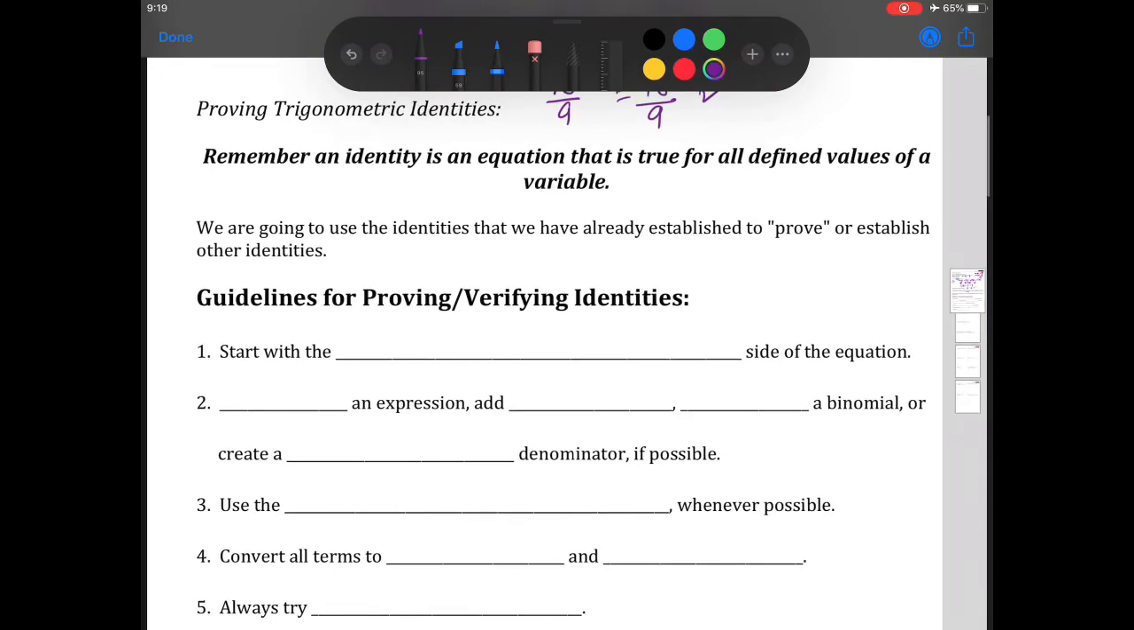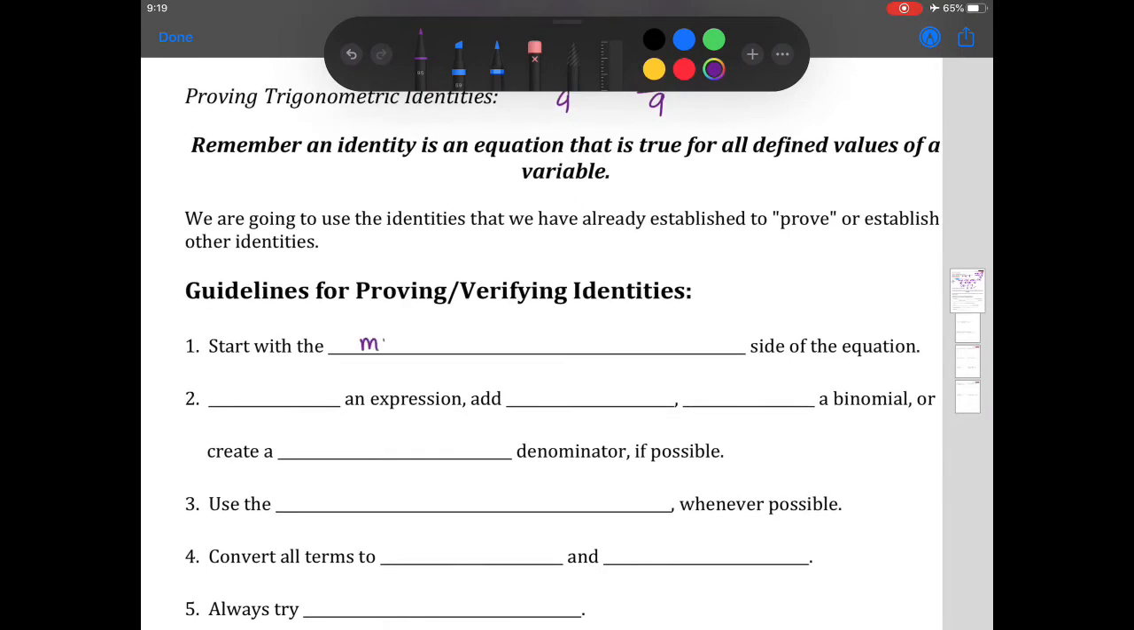Okay, so let's get started with proving trig identities. See if you can do the fill in the blanks, or I'm going to do them with you. So remember, an identity is an equation that is true for all defined values of a variable. We are going to use the identities that we have already established to prove or establish other identities. We learned a few identities in our last lesson also, so it would be a good idea to have them in front of you while you're doing these questions. So let's do the blanks.